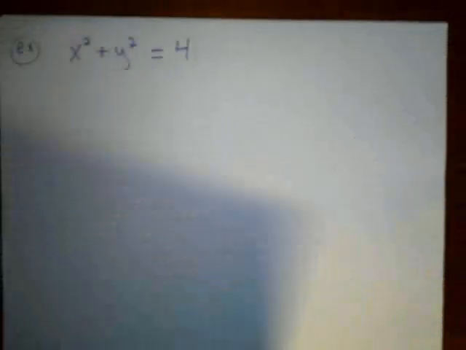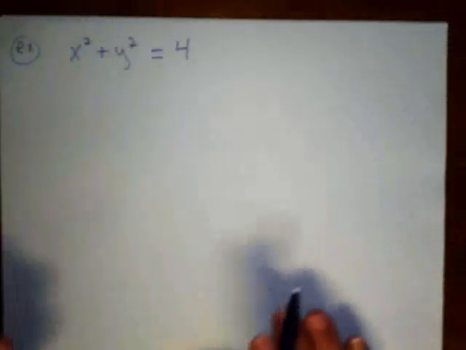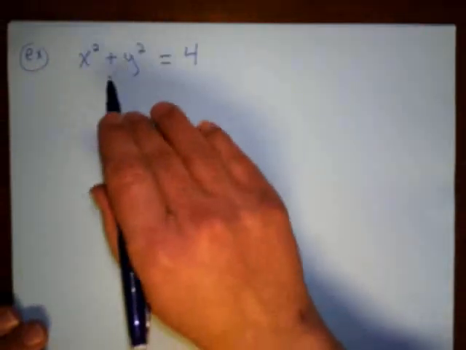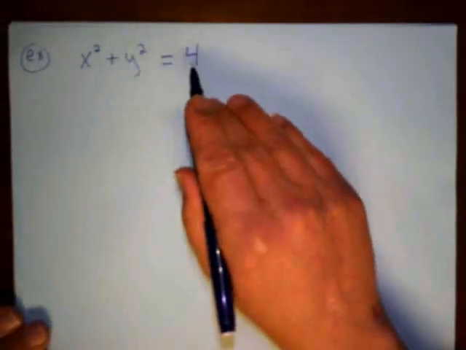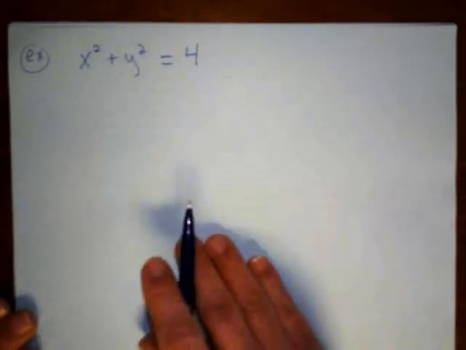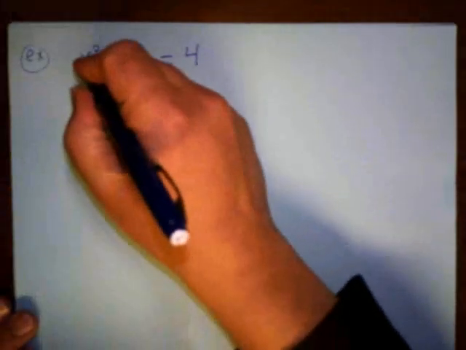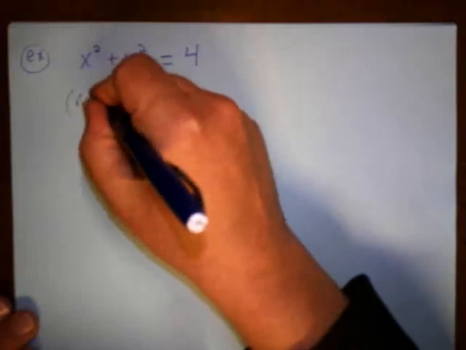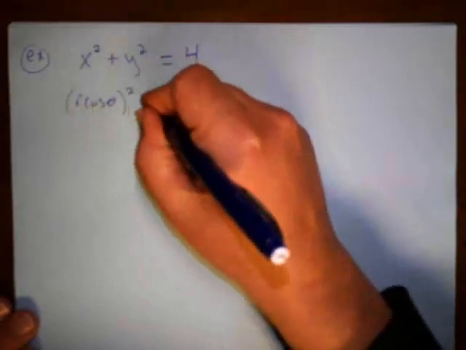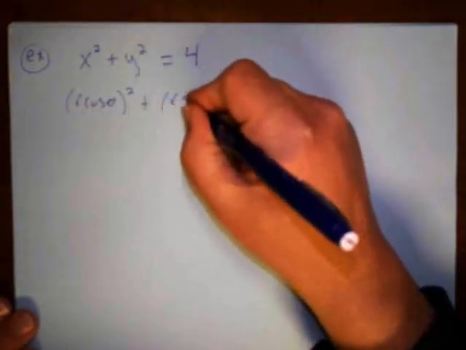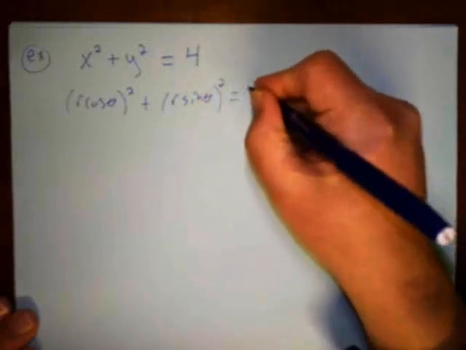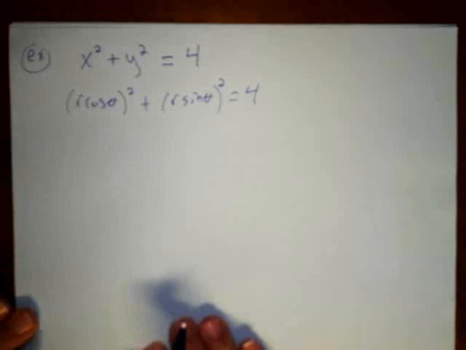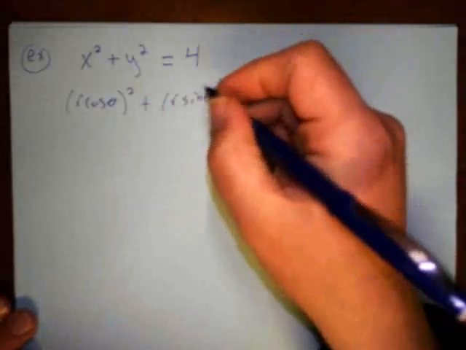Let's look at another one here. So this is actually a circle here, right? A circle centered at the origin with a radius of 2. Okay, that's the equation of a circle. So we're going to plug in for x, I'm going to plug in r cosine theta. And in for y, I'm going to plug in r sine theta. And I get this. Okay?